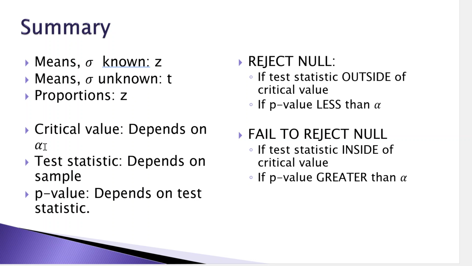Your critical value depends on alpha. It's your dividing line between reject and don't reject. Your test statistic depends on your sample. Your p-value depends on your test statistic. You reject the null when either the test statistic is outside of the critical value in the tails, or if the p-value is less than alpha. You fail to reject the null if the test value is inside, or if the p-value is greater than alpha. So there's kind of a quick summary of how this works.